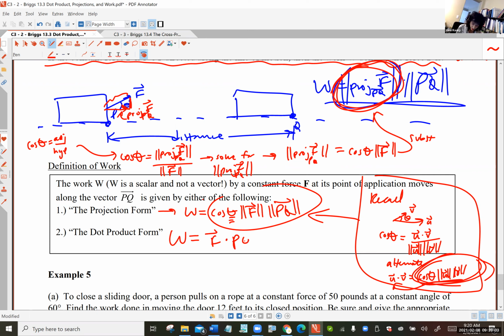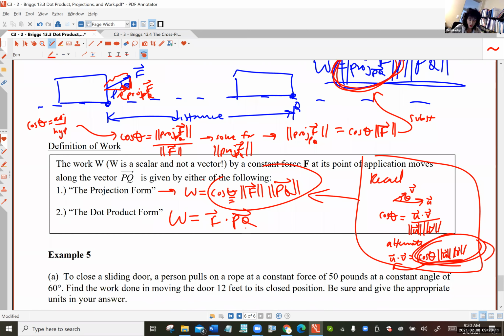An alternate version of finding work is just to take the dot product of your force vector with the PQ vector, and you'll also get the same answer. Well, which one of those formulas should I use? Whichever the word problem is alluding to in context. Look at what pieces of information you're getting, and then use that to help you pick which formula is going to be the quickest.